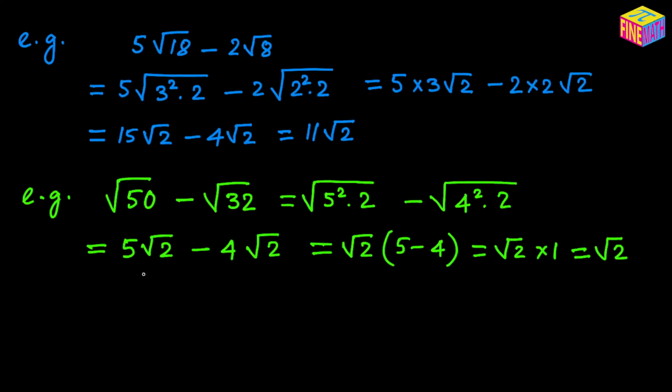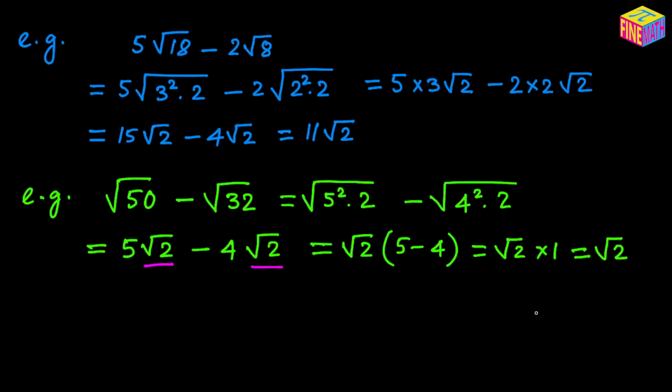Or if you think of it like this, suppose we have 5 times x minus 4 times x right here. If we assume that this is x, then we have 5 times x minus 4 times x, that would be just 1 times x, and x is square root of 2, so it would be 1 times square root of 2, exactly what we got there, right?